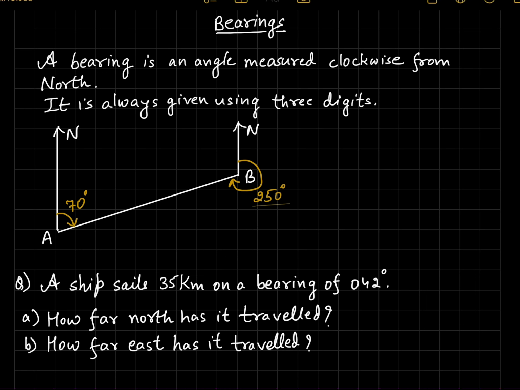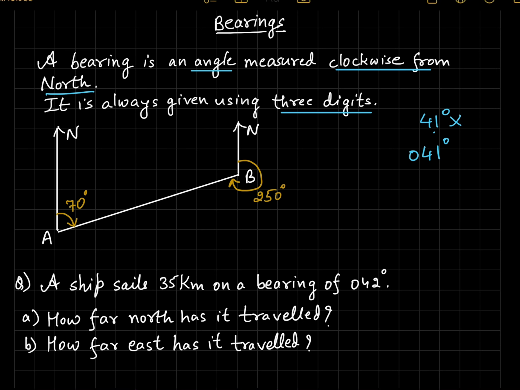Like that. So a bearing is nothing but an angle, and always remember it is measured clockwise from north. Always it is measured from north, and that too clockwise. We do not go anti-clockwise or counterclockwise. The next important thing to note is that it is always given using three digits. Like if it is 41 degree, I will not write it like this. I will write 041 degree, right? So this is the main thing.